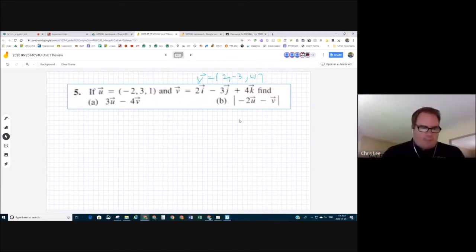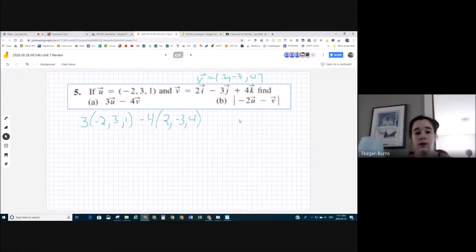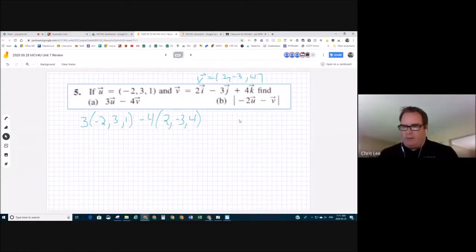z value. So then what we're going to do here is 3u minus 4v. So 3 times u, so the u value is negative 2, 3, 1, minus 4 times the v value, which is 2, negative 3, 4. And how do I get one that's 3 times bigger? What operation do I have to do? Rainbow. Yeah, it's exactly like rainbow because each component has to be 3 times bigger. So if we're going to go 3 times that, that becomes a negative 6, a 9, and a 3.